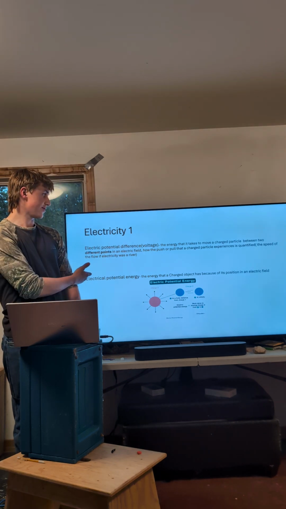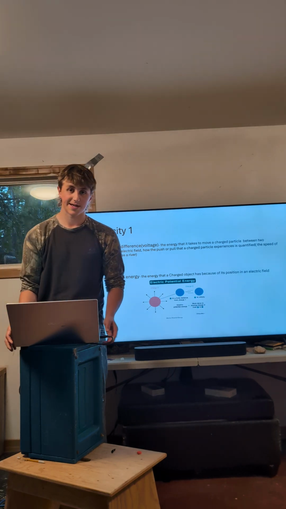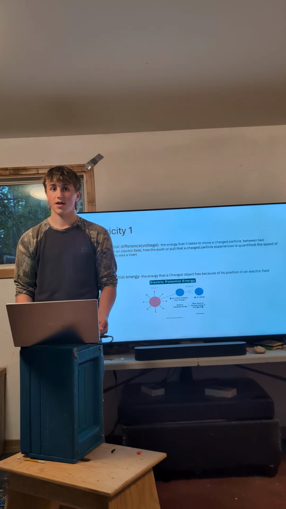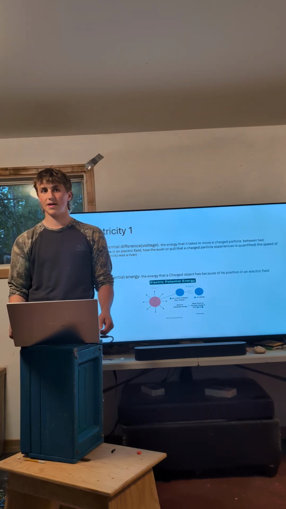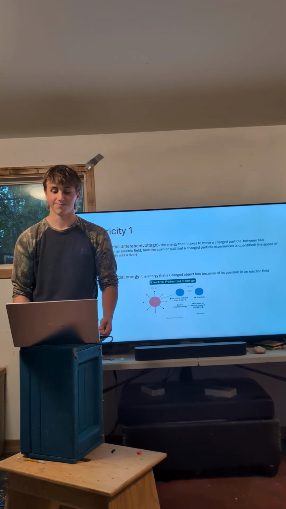So electric potential difference, also known as voltage, is the energy that it takes to move a charged particle between two different points within an electric field. Think of it as the speed the river is flowing, basically, if electricity was a river.